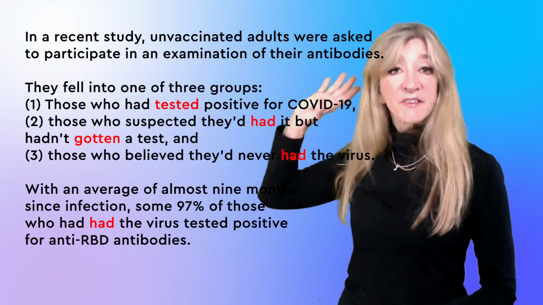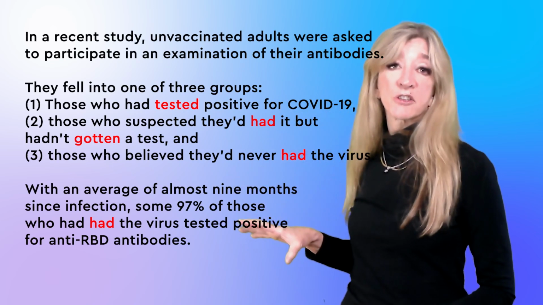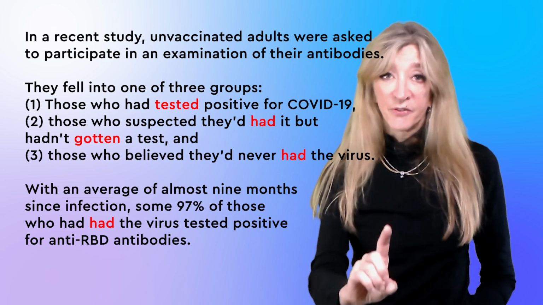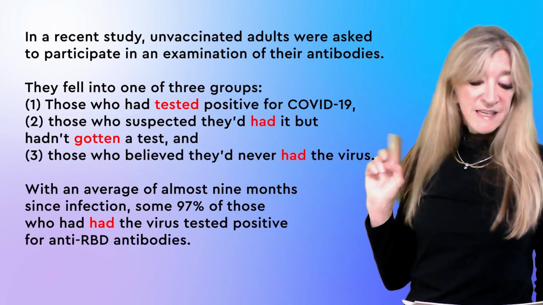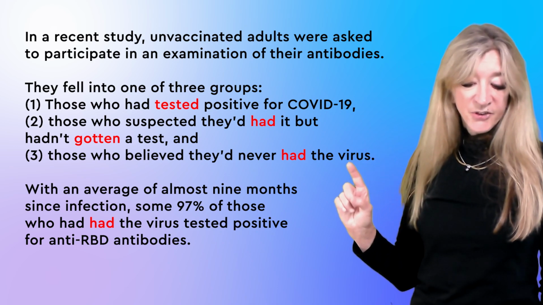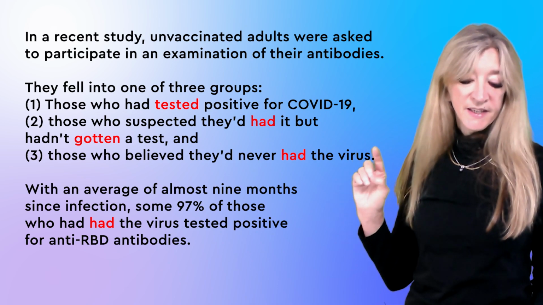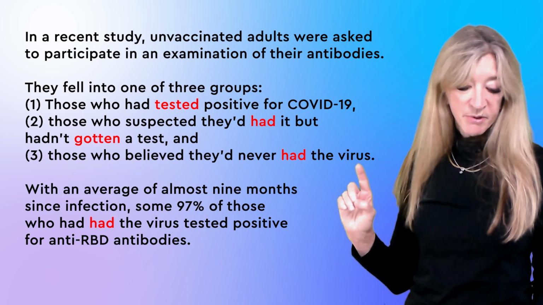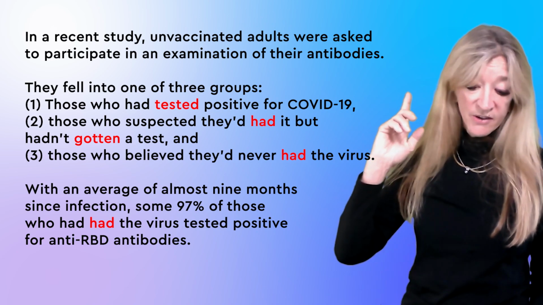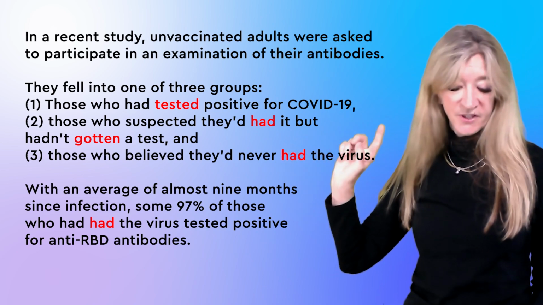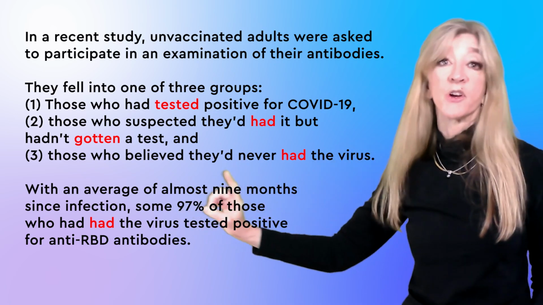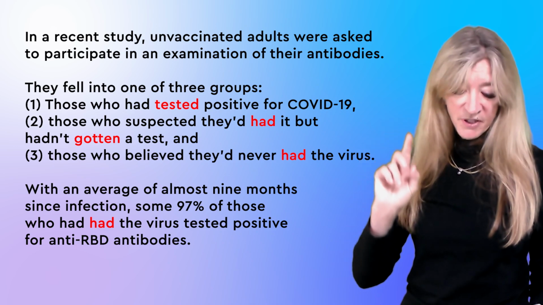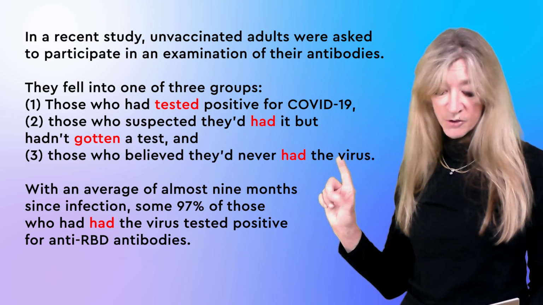So let's look at some examples from real life. Here's a brief article on COVID-19, because another thing that people often have is illness. In a recent study, unvaccinated adults were asked to participate in an examination of their antibodies. So in this situation, we are in the present. The study was in the recent past, and people were asked questions about their past. They, that's the people in the study, fell into one of 3 groups.